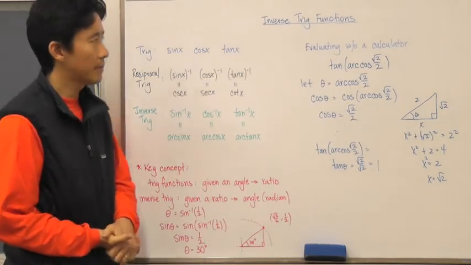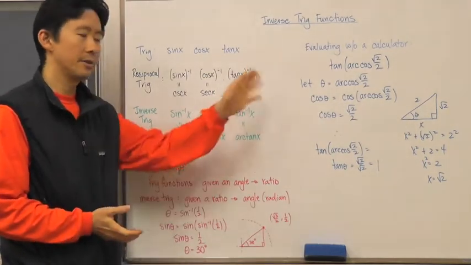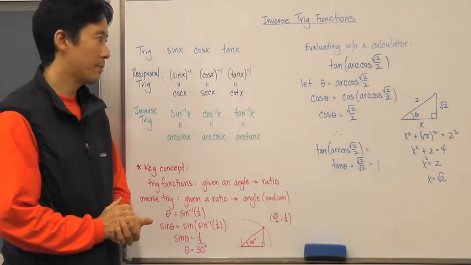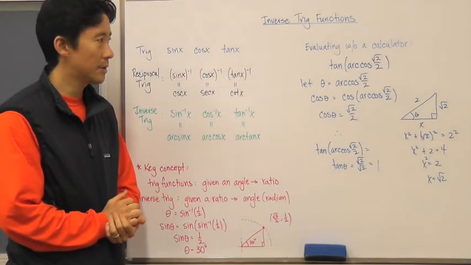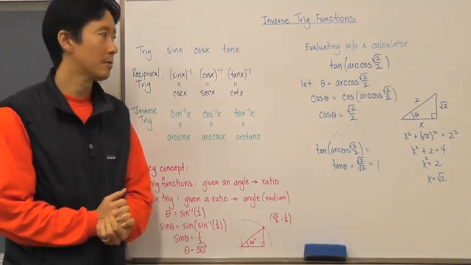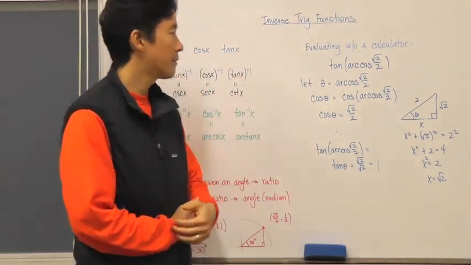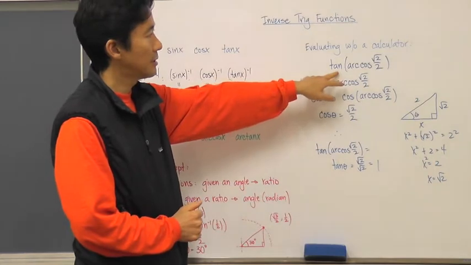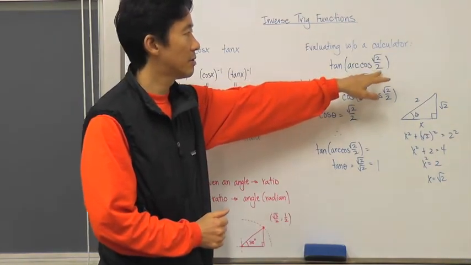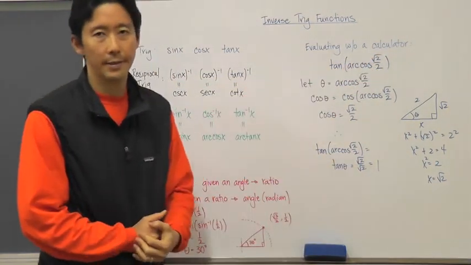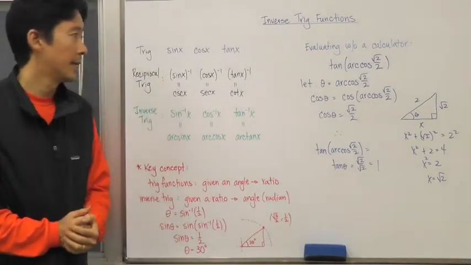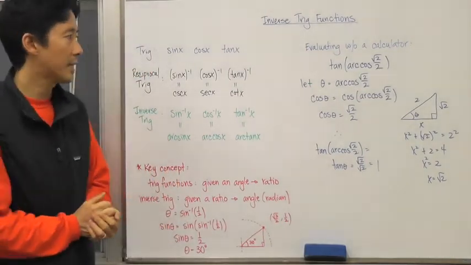Now, there's another thing that we want to go ahead and do, and although this isn't in the textbook, it is going to be an important thing to be able to do later. So we're going to introduce it right now: evaluating, for example, the tangent of the arc cosine of the square root of 2 over 2 without a calculator. Now, how do you go about doing that? It's the same process that we've just done.